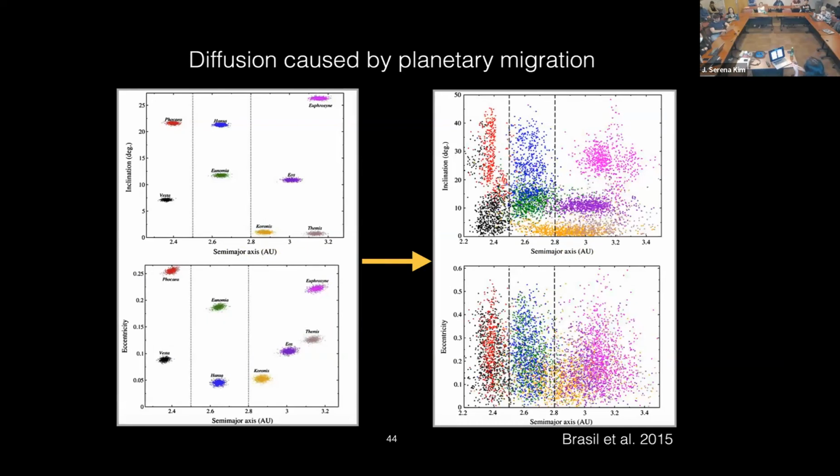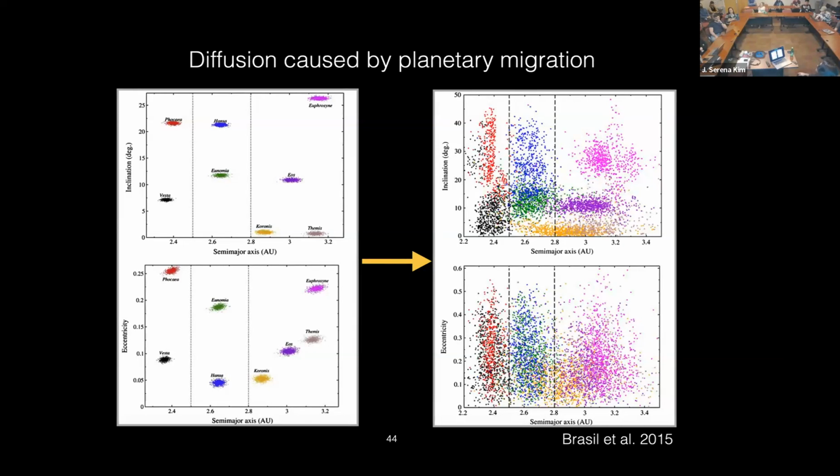So another thing that can cause the diffusion of asteroid family fragments is planetary migration. We mentioned earlier that you had the migration of the giant planets' orbits due to the exchange of angular momentum between the planetesimal disk and Jupiter. And this causes the asteroid families which were made before that planetary migration occurred to basically become completely diffuse in eccentricity and semi-major axis.